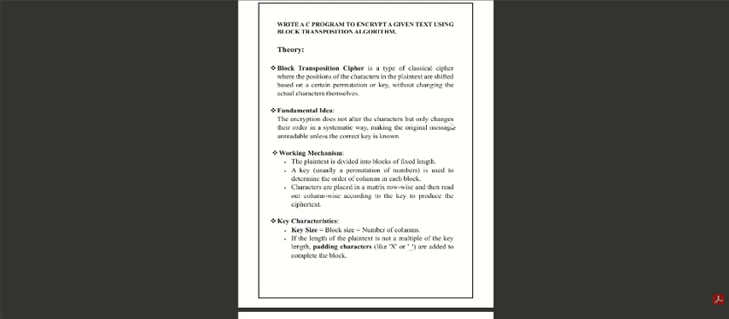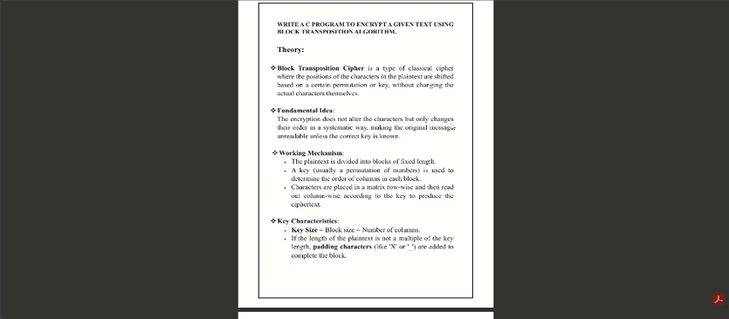Block transposition cipher, or block transposition algorithm, is a type of classical cipher where the positions of the characters in the plain text are shifted based on a certain permutation or key without changing the actual characters themselves. The fundamental idea: the encryption does not alter the characters but only changes their order in a systematic way, making the original message unreadable unless the correct key is shown.